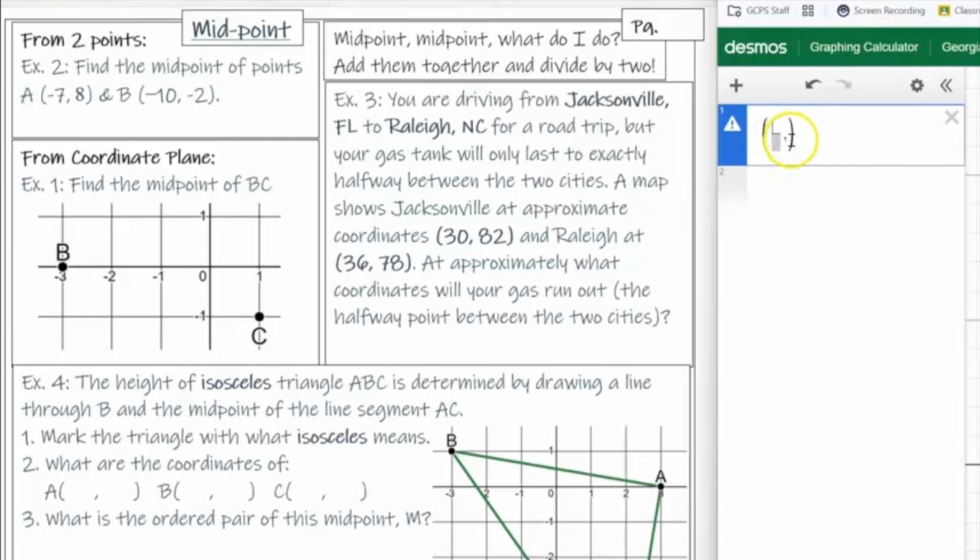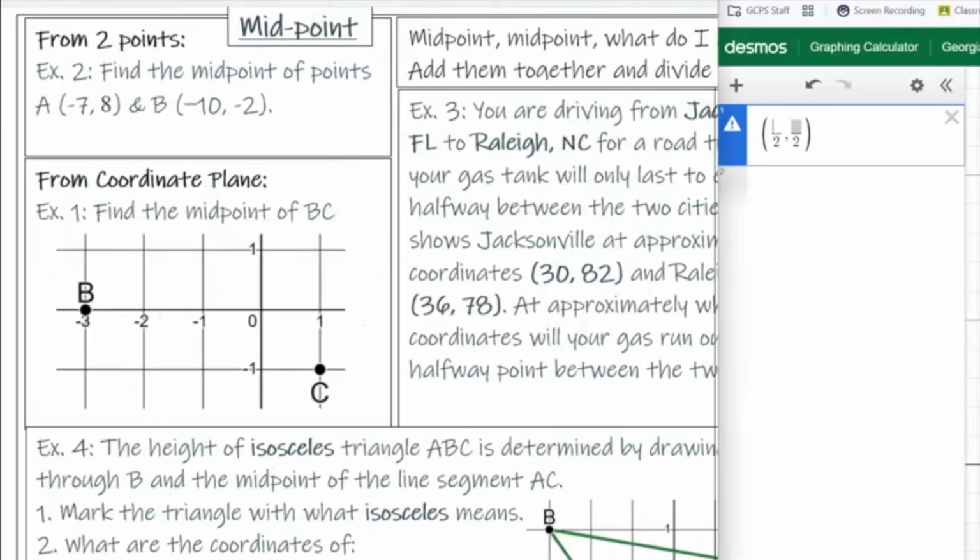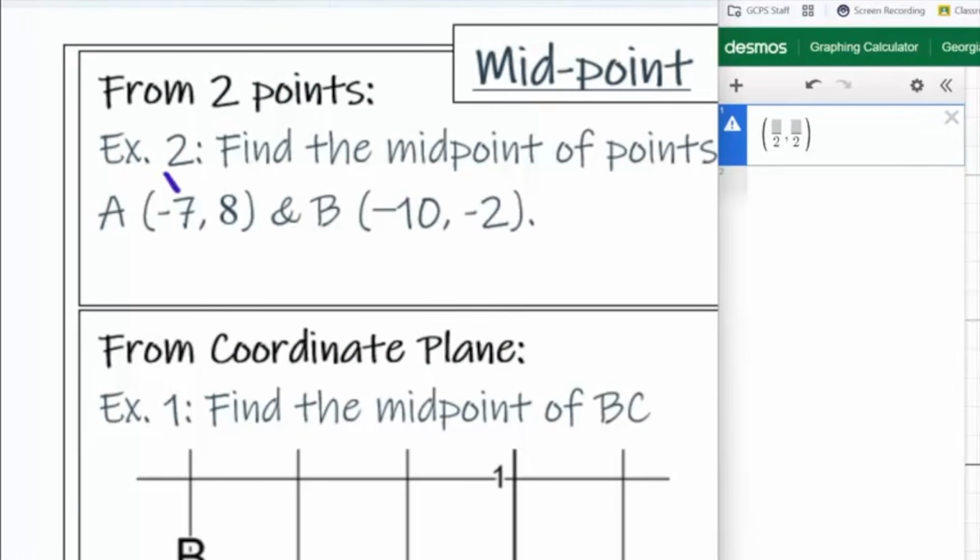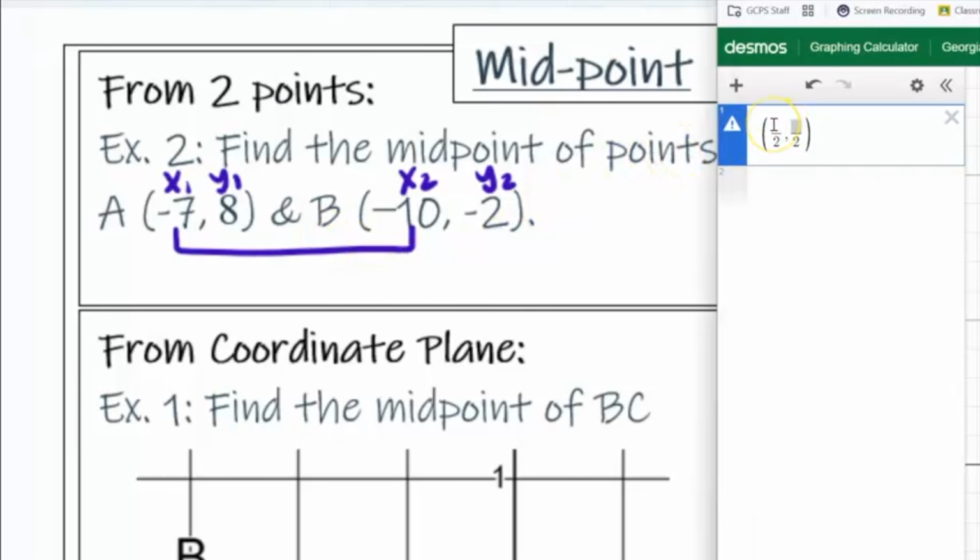So I'm going to go ahead and put in my divide by 2 right now so that I am ready to go. What do I do? I add them together and divide by 2. What am I adding together? The x's. If it makes it easier, let's label them: this is x1, y1, and this is x2, y2, just like we did with distance. Adding the x's together, that's these 2 numbers: -7 plus -10, exactly as I see them, and divide by 2.